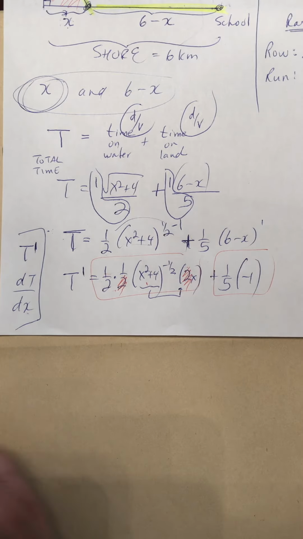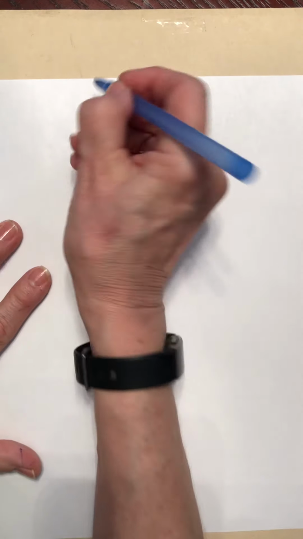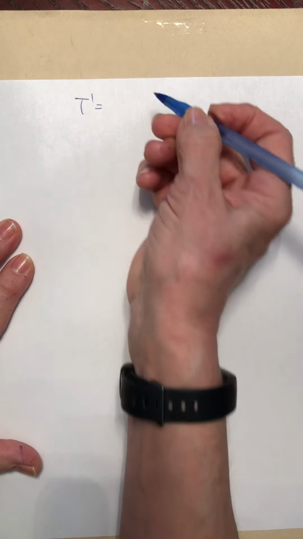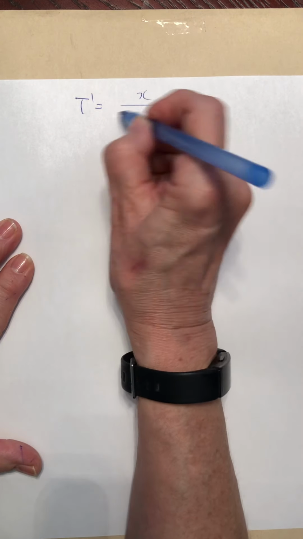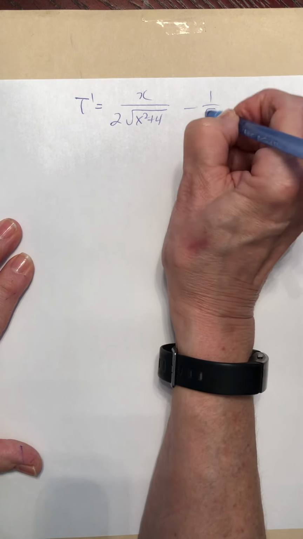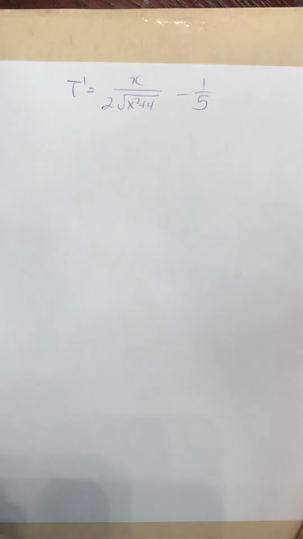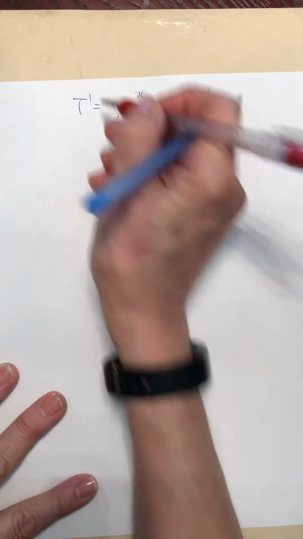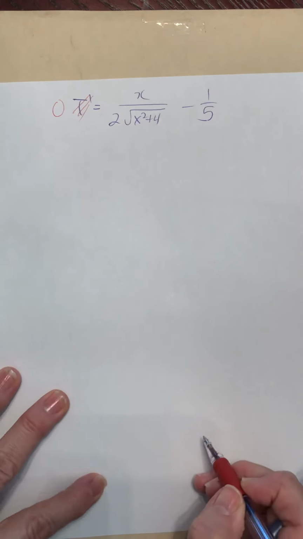So moving things around to where they should be will give me T prime equals, let's see, I have an x on top, a 2, a root x squared plus 4, minus 1/5. That is the formula for slope. To minimize or maximize something, I want that to be 0.